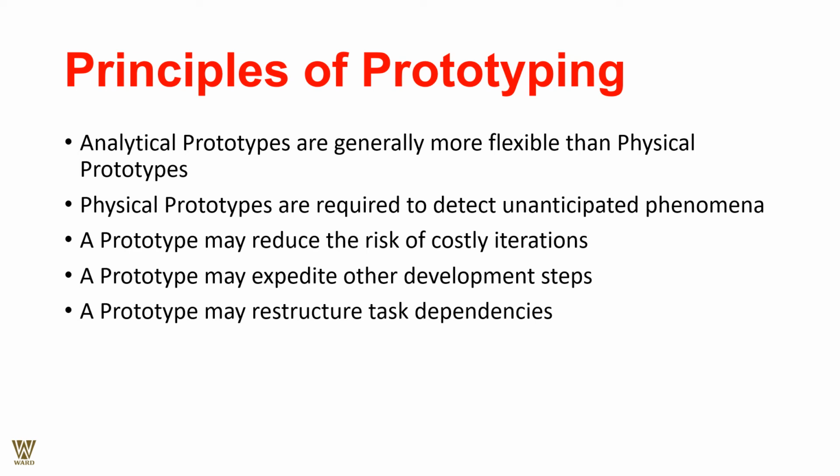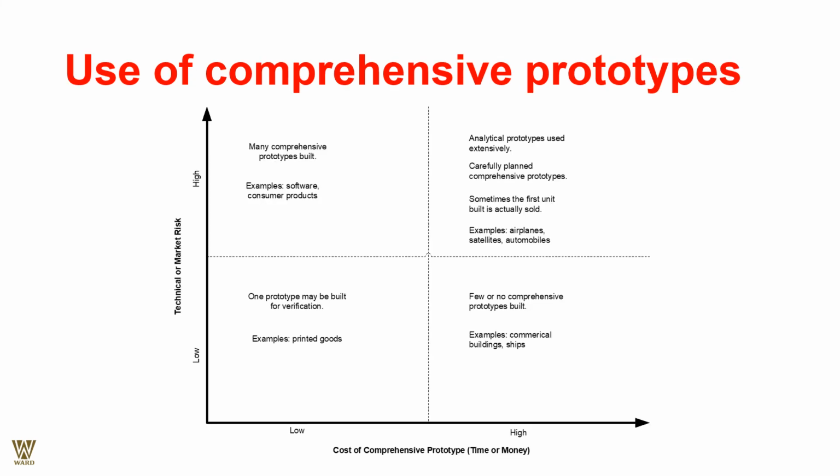Let us understand the principles of prototyping. Analytical prototypes are generally more flexible than physical prototypes. Analytical flexibility is something which you are doing on a laptop probably, or it's still in the frame of the mind, in the virtual space and the metaverse. Physical prototypes are required to detect unanticipated phenomena. A prototype may reduce the risk of costly iterations. Definitely yes, costly in terms of accidents. Probably you can avoid accidents, you can avoid huge investment in equipment and things like that. A prototype might expedite other development altogether. A prototype may restructure task dependency, as the case might be.